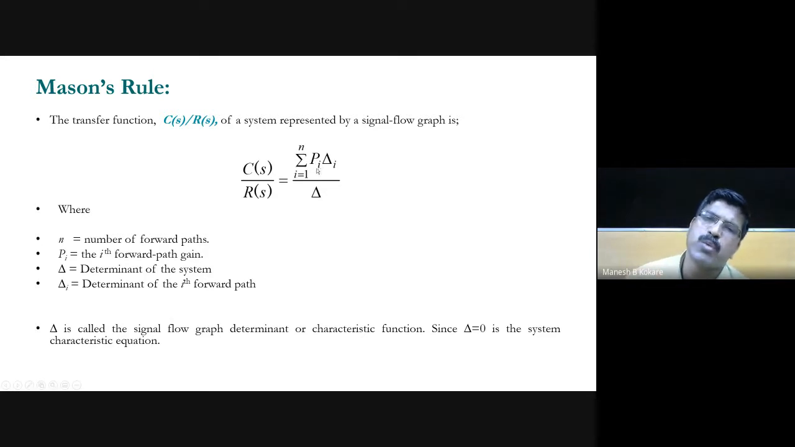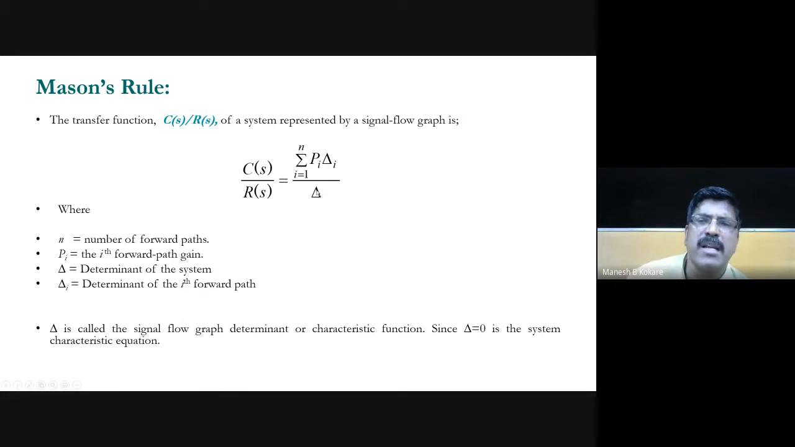Pi is basically, when you are considering i equal to 1, that will be the first forward path. When you are considering i equal to 2, that will be your second forward path. So Pi is the ith forward path. So i equal to 1, first forward path; i equal to 2, second forward path; and i equal to 3, third forward path, right?